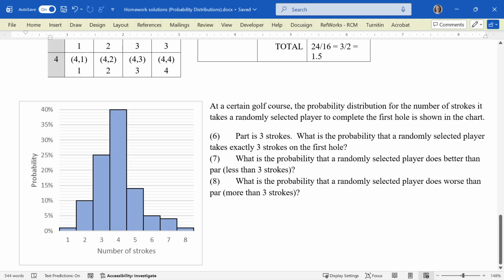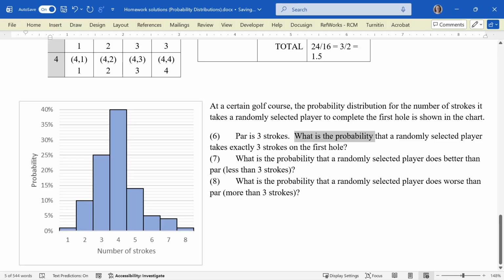At a certain golf course, the probability distribution for the number of strokes it takes for a randomly selected player to complete the first hole is shown in the chart. If you've never played golf, it's the number of times that you hit the ball, so a smaller number is better. Oh, this is supposed to say par, not part. Sorry. Par is 3 strokes. Usually par is what they would expect someone with an average amount of skill to be able to do. So par is 3 strokes.